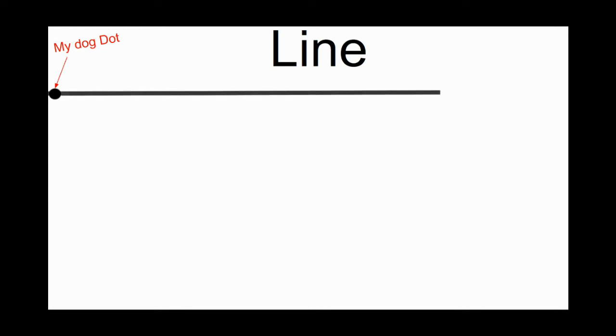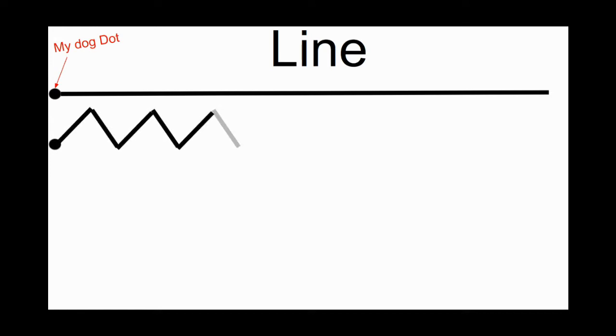A line is a dot that went for a walk. Imagine this. I have a dog named Dot, and I walk him every day. Sometimes, if I'm lucky, he walks in a straight line. Sometimes he gets distracted and he starts to zigzag across the street back and forth to sniff and to smell and to greet everybody that we see.